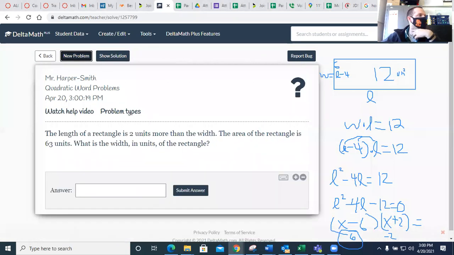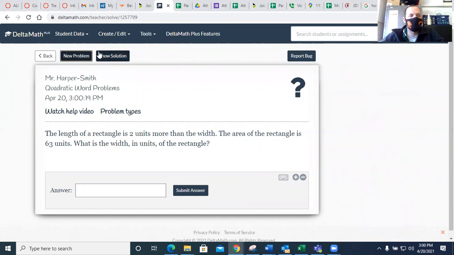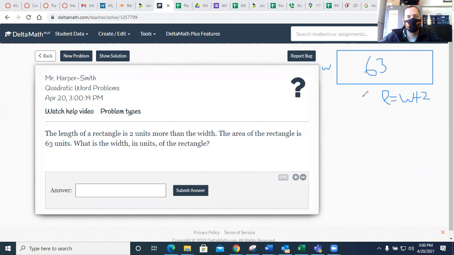Let's try another problem. It's another rectangle problem. Pause it and try this one on your own. Okay, you should have the answer now. I'm going to do it real quick, just because you should know how to do it. We've got the length and the width. We know the length is 2 more than the width, and the area is 63.